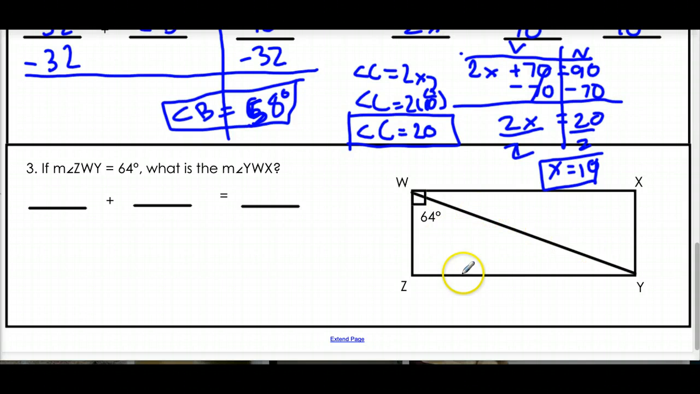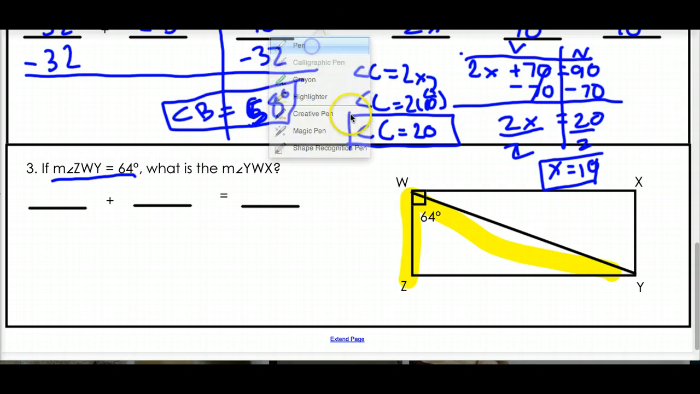Final one. This is a more crazy looking question, right? All we're given is this. The measure of angle ZWY is 64 degrees. So let's look at ZWY. I always like to highlight things. They help me see, and maybe you should too. So ZWY. Oh, that's ugly. But yeah, that's my angle.